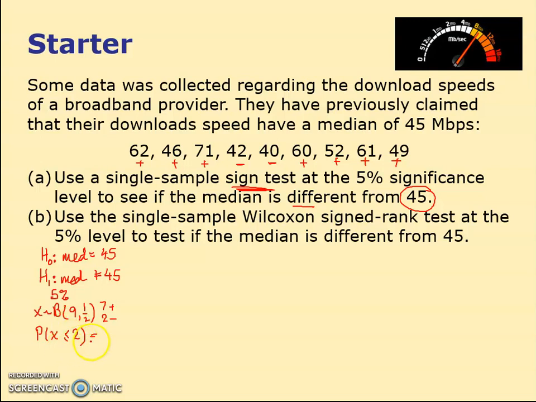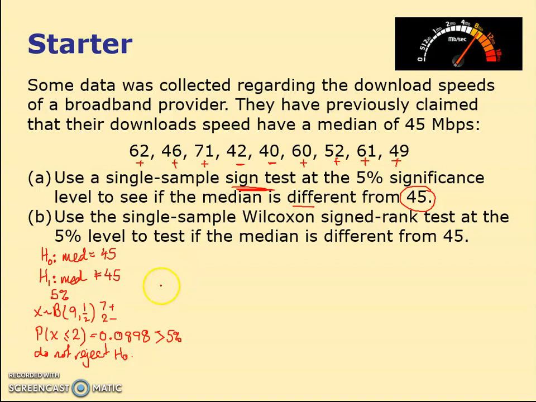And if I do that, I get 0.0898, sorry, which is definitely bigger than the significance level of 5%. And so because it's bigger, I do not reject H0. That's essentially the sign test. It's a binomial hypothesis test in disguise, and I can put a bit of wordy stuff with it.